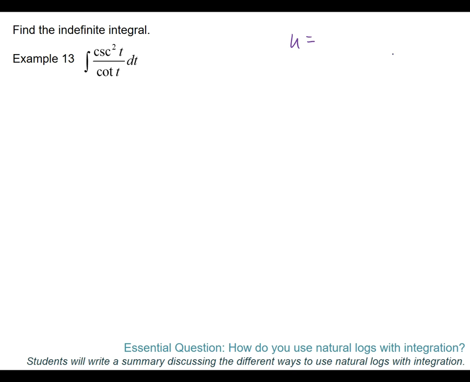Okay, so what's your u this time? Cotangent, because what's the derivative of cotangent? Cosecant squared. Look, it's right up there in the numerator. It's amazing how that happens, right? But it's not just cosecant squared, it's negative cosecant squared. Those cotangents and cosecants don't pop up that often, but we have to be ready for them. So what's missing? The negative, so we've got to move the negative to the other side. Cosecant squared t dt.